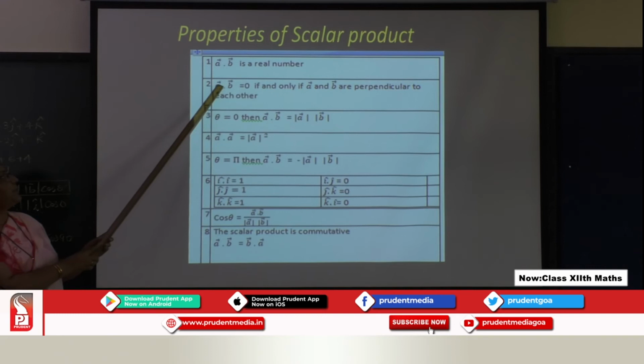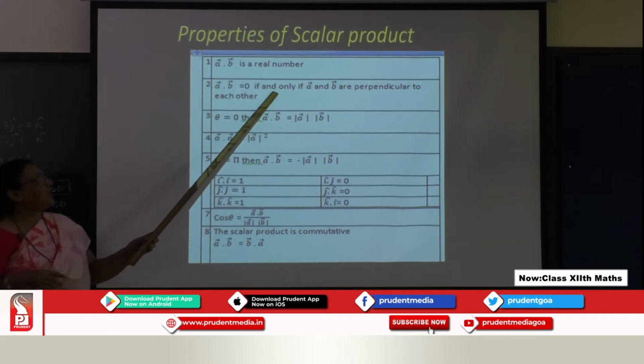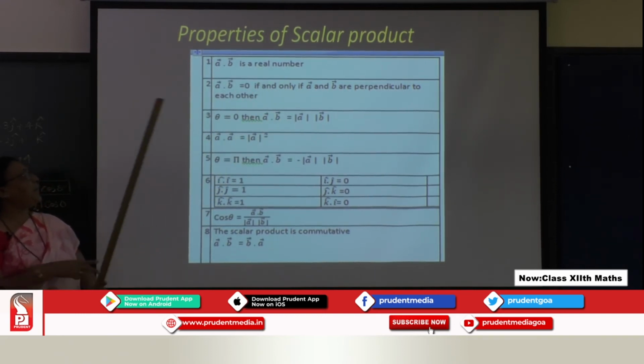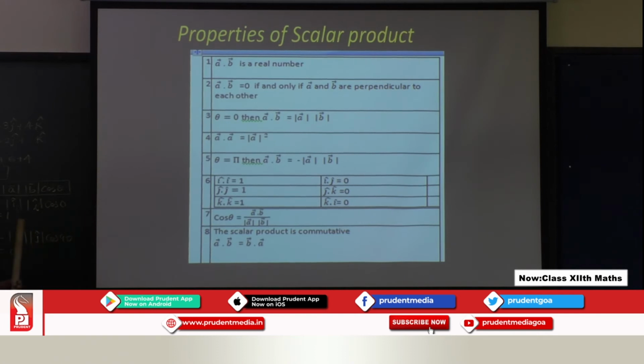Now A dot B is 0 if and only if A and B are perpendicular to each other. The dot product is 0 if the vectors are perpendicular to each other. So vector A is here and B is here. If they are perpendicular, it is cos 90, and cos 90 is 0. That's why when two vectors are perpendicular, the dot product is 0.